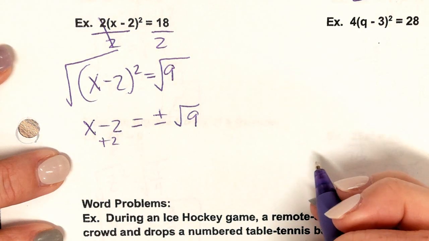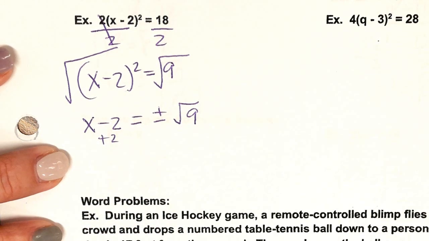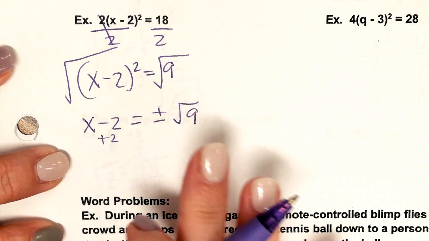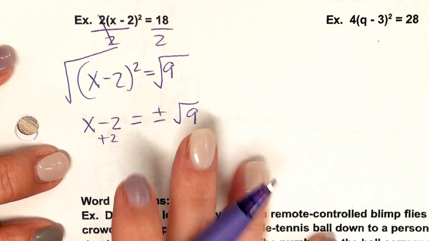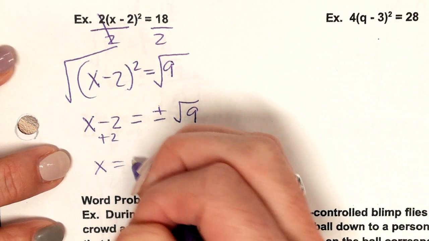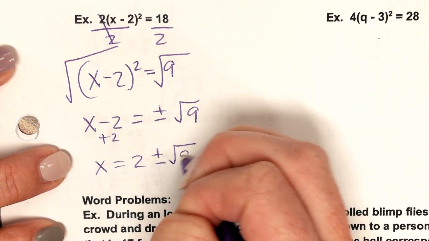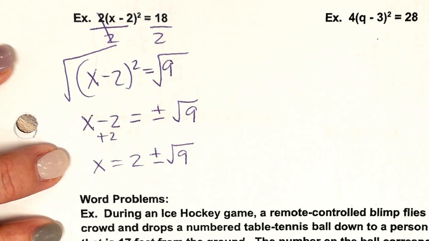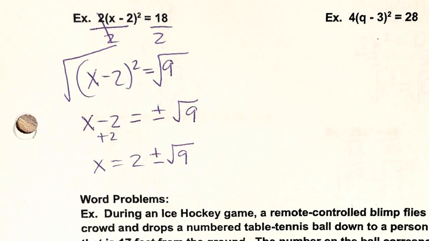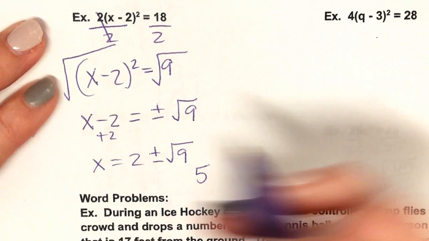All right. Do y'all notice that the square root of 9 is a perfect square? Yes? But I would leave it like this at first. So I have x is equal to 2 plus or minus the square root of 9. Now you could say the square root of 9 is 3. So 2 plus 3 is 5.